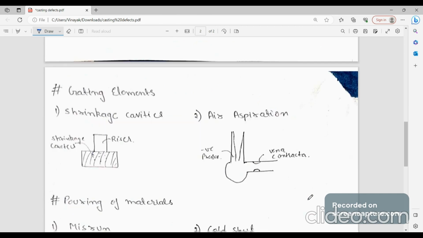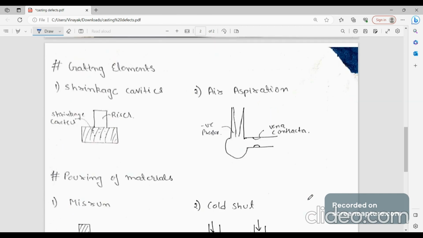The third one is gating element defects. There are three gating elements, as you know: runner, sprue, and riser.